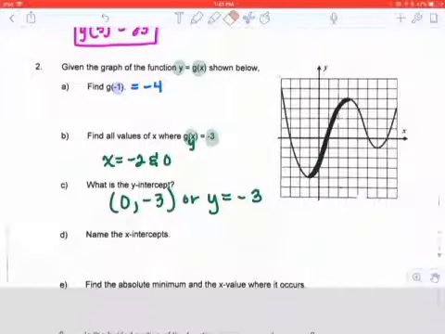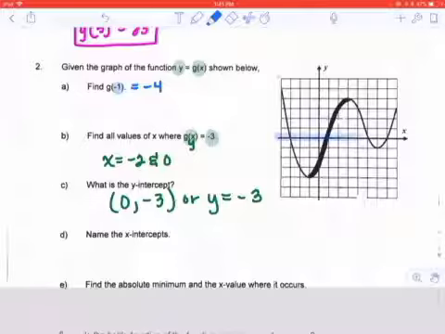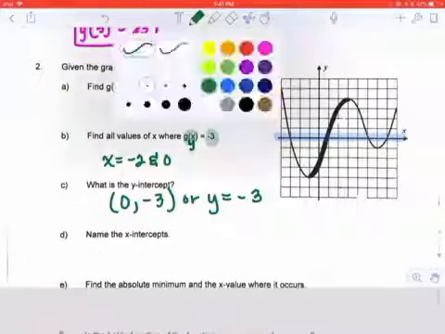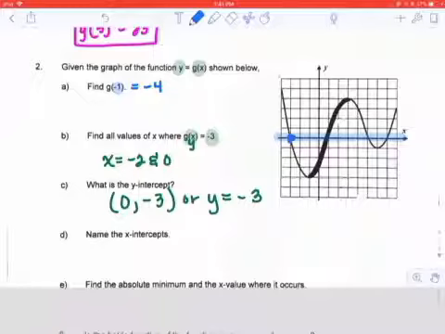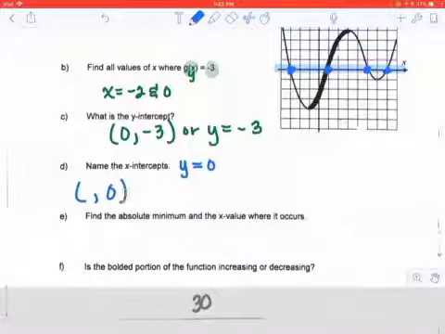X-intercepts are where it crosses the x-axis. And we can have more than one of those. So we're looking along the x-axis. It crosses here, here, here, and here. Your x-intercepts are where y equals 0. So all 4 of those points are going to have a y value of 0.